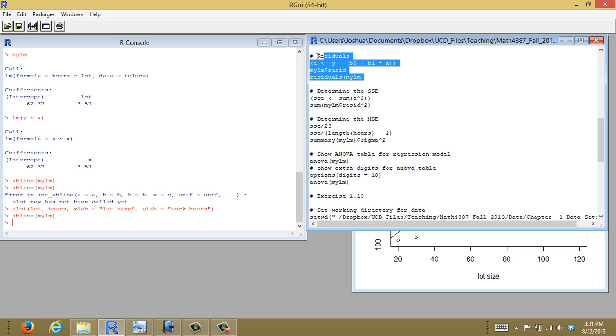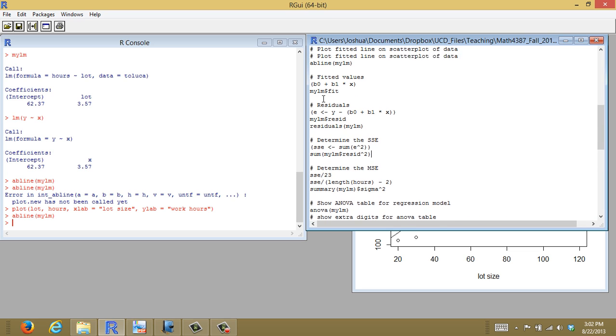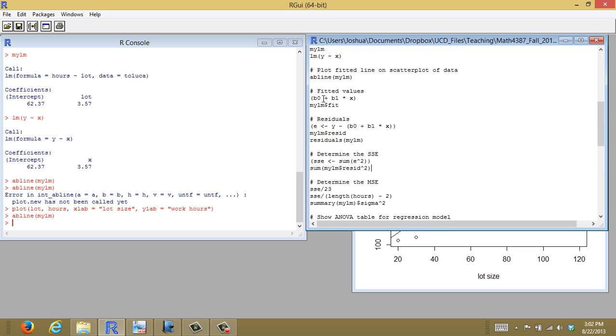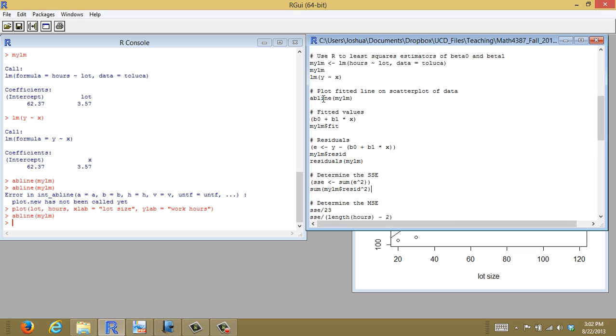Alright, so we've already fit our linear model, and I haven't closed this out, so all the information I had before is still present in R. In order to determine the error sum of squares, or the residual sum of squares, the first thing I have to do is calculate my fitted values. There are a couple of ways of doing that. One is to take my least squares estimates of beta naught and beta 1, put them in the right formula, and calculate those manually in R.